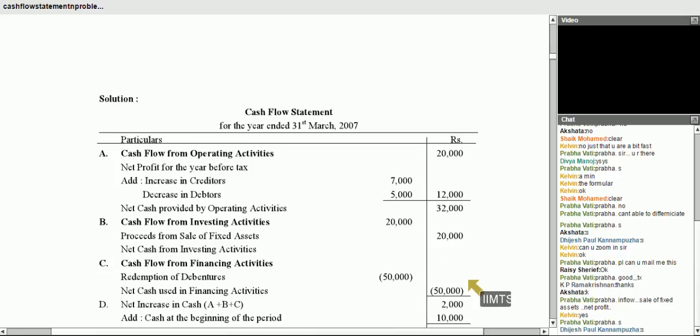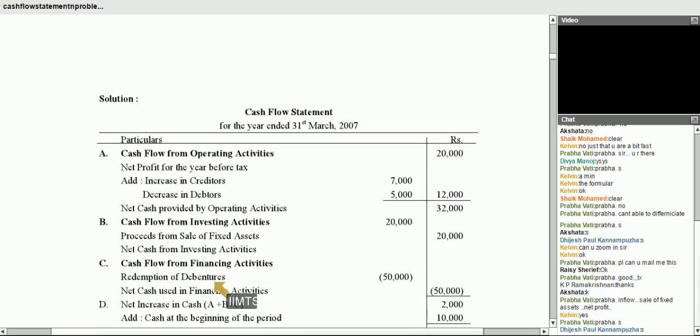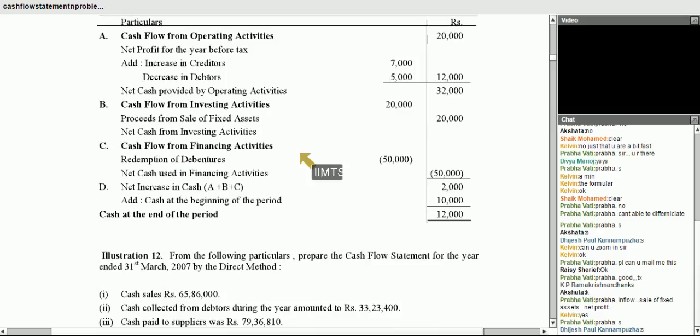Now next is cash flow from financing activities. So in this comes the redemption of debentures, that is 50,000. You can see this one, redemption of debentures, second last. This will come in cash flow from financing activities. Right, we will add them. Right, so my net cash flow used in financing activities is 50,000.